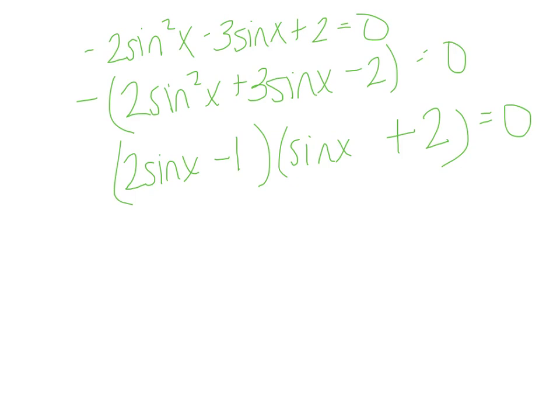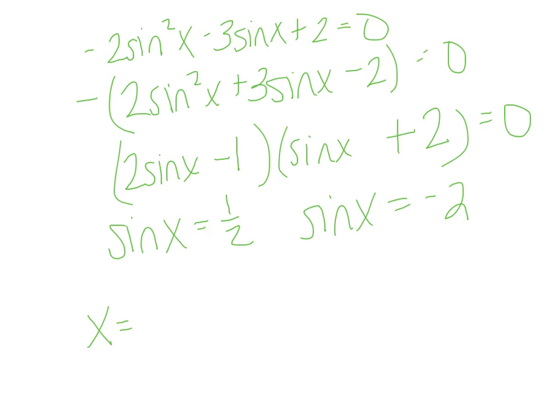Set my factors equal to 0 and solve. Sine x equals 1/2. Sine x equals negative 2. Sine x is 1/2 at pi over 6 and 5 pi over 6. Sine x is never negative 2 because it only goes from negative 1 to 1. So quite a bit longer problem. It's going to be your hardest one you're going to come across.